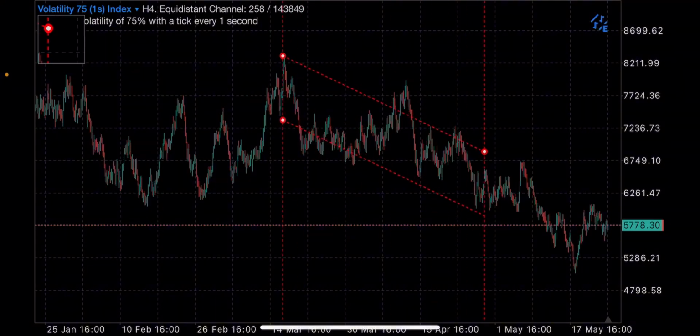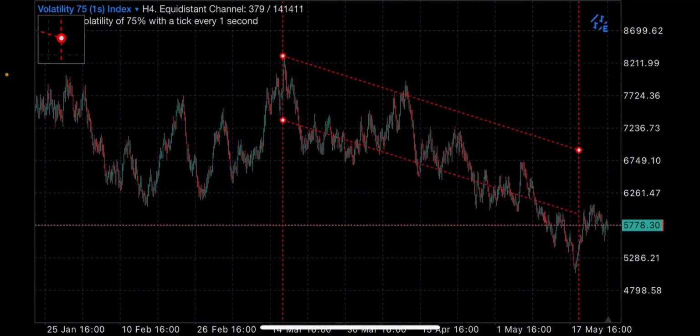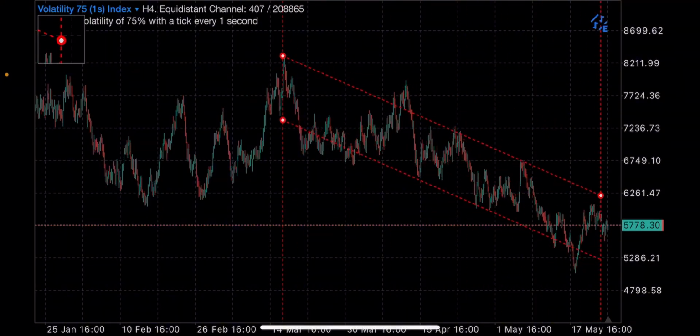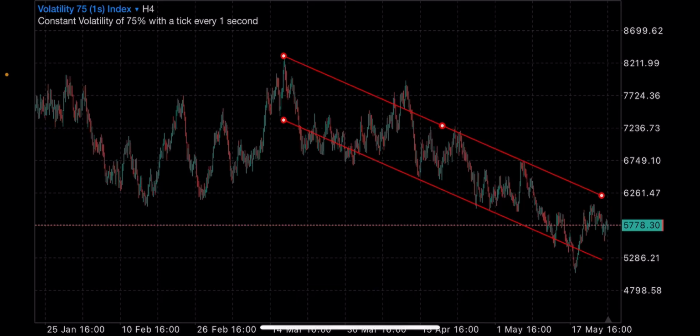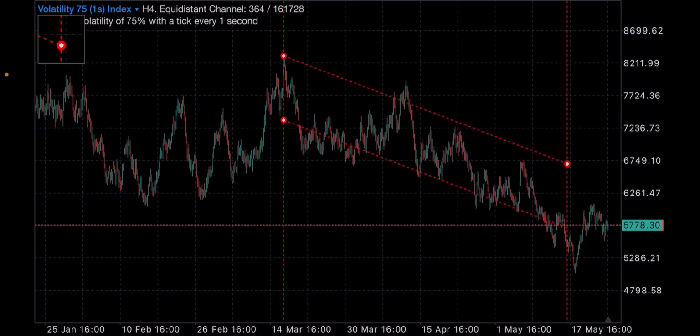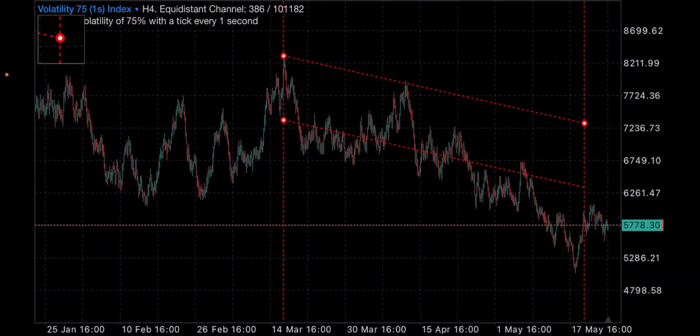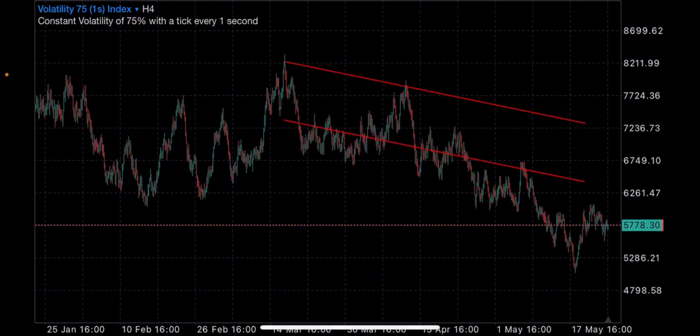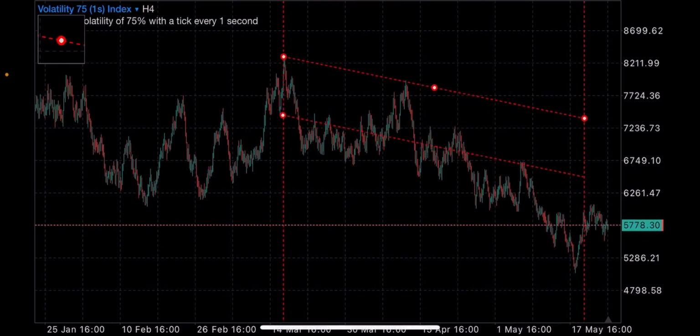I love using this tool. The reason why I love using this tool is that it gives me the support and resistance level of the trend in the markets at a given point. So we're going to draft our first trend line. This is our first trend line. You can see this is support and resistance at this point. Let me just adjust this trend line.